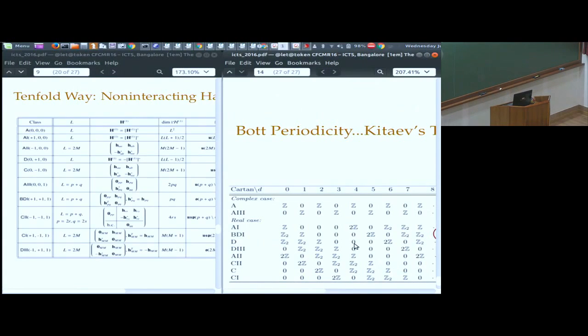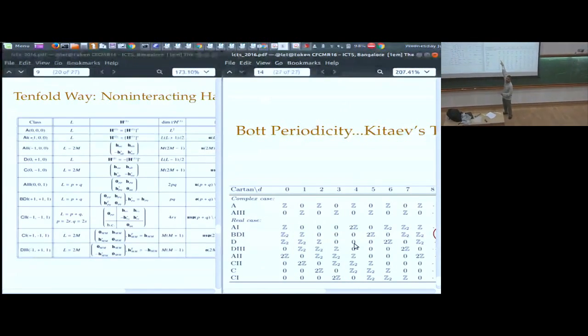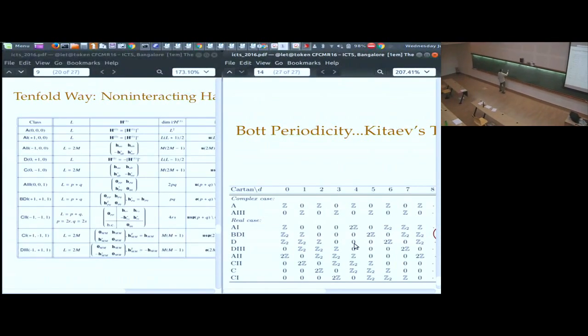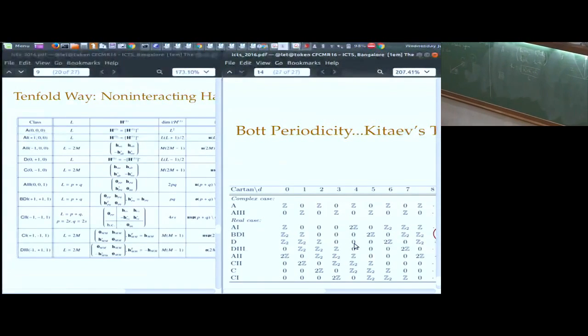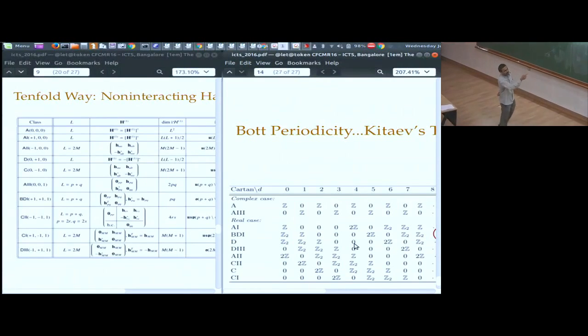Okay? So we have verified, at least to a physicist's satisfaction, that this is Z. All right. Let's go to A3 actually. These are the complex classes. For L equal to 2, what is the space of Hamiltonians in A3? Look at the A3 table. What is it?